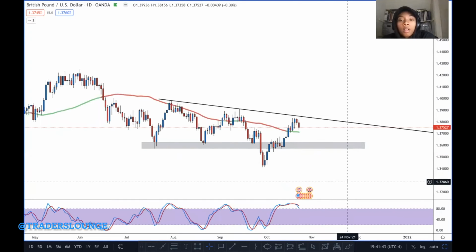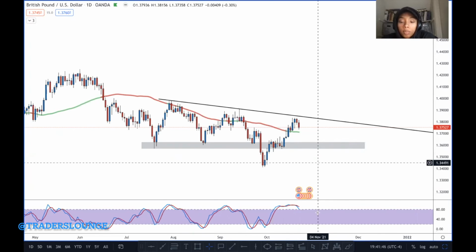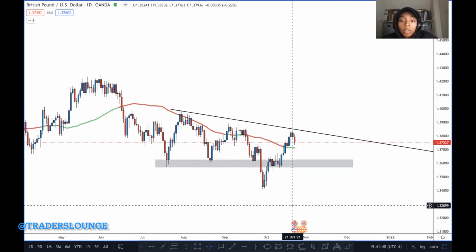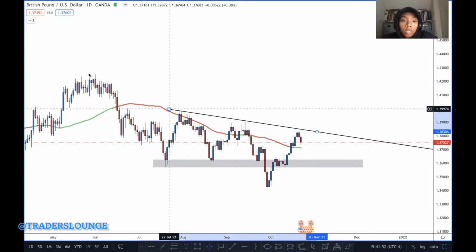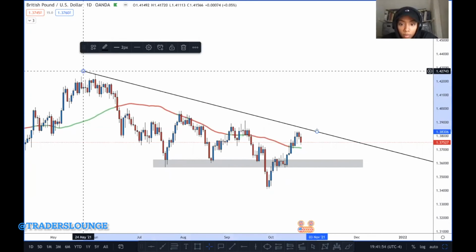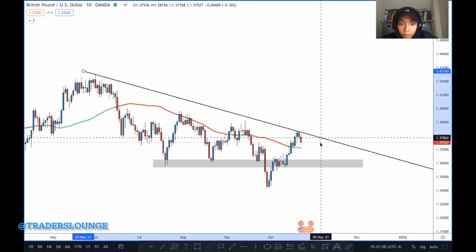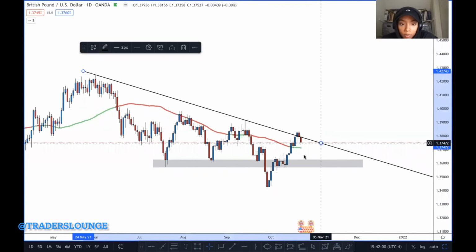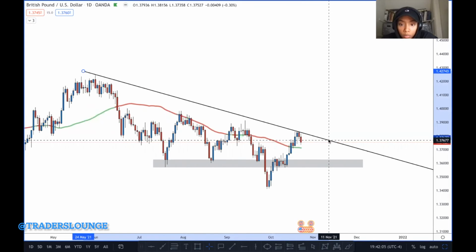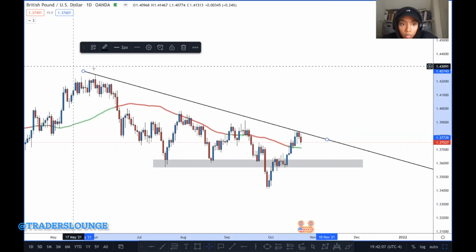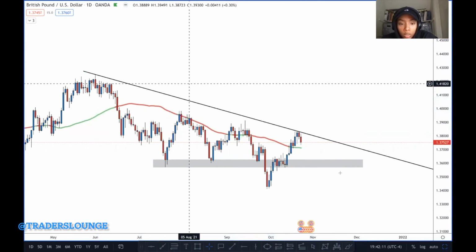Stochastic is following the price. So I would say sales. I would be looking for sales unless the price breaks this trend line area. This could be a good trend line too.